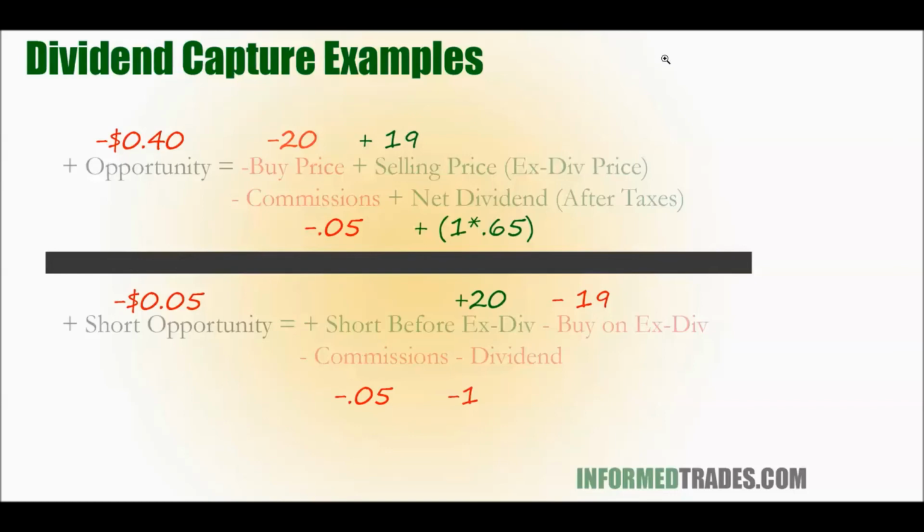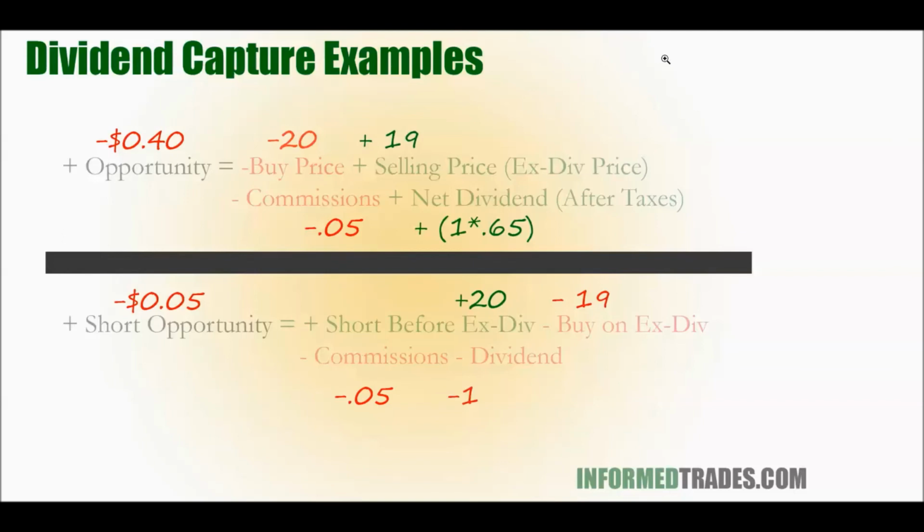And your net dividend, we talked about how the gross dividend was $1, but you pay taxes on that. If you're holding it for a shorter amount of time, you're going to pay a higher tax rate, which we assumed here. So let's assume that the net dividend after taxes is 65 cents. Negative 20 plus 19 minus 0.05 plus 0.65 gives you negative 0.40. So that opportunity does not work.